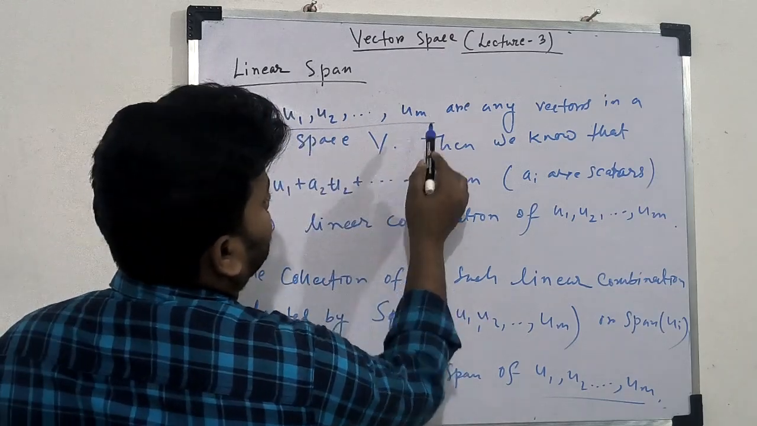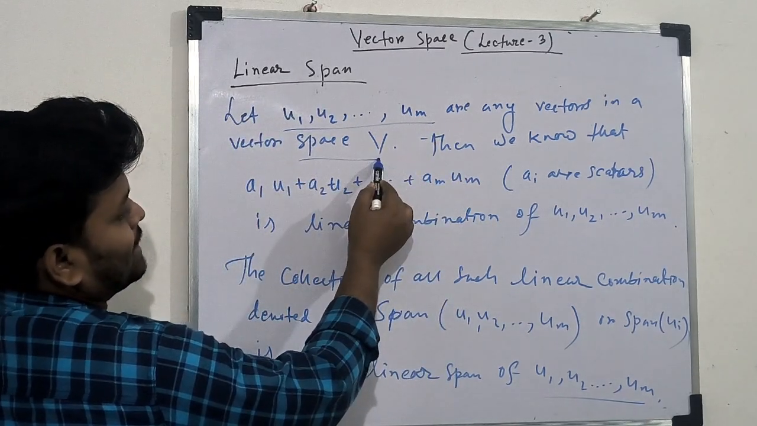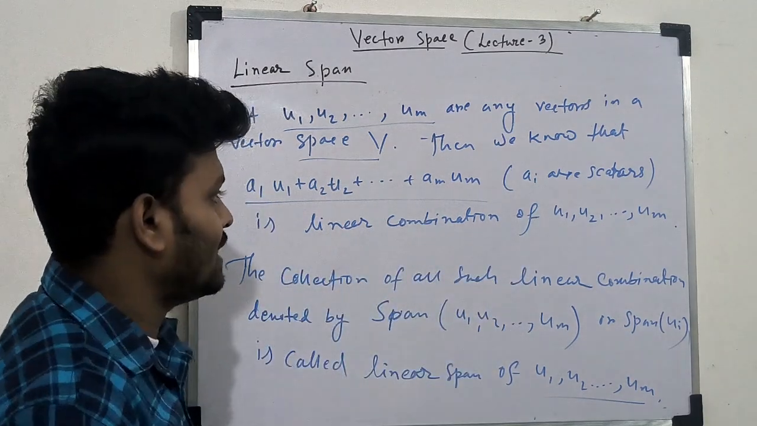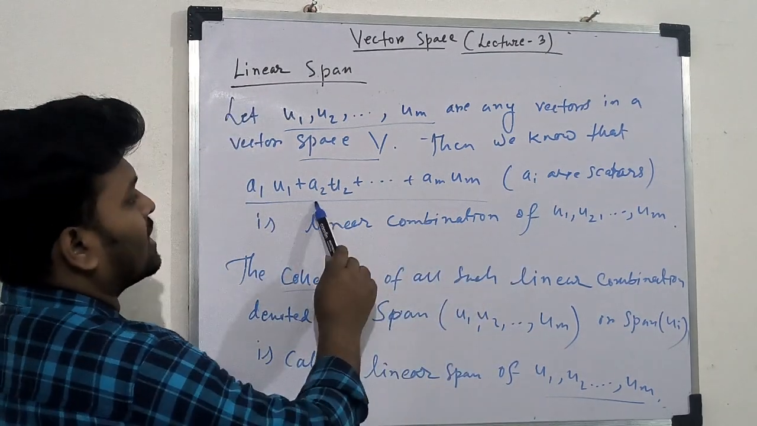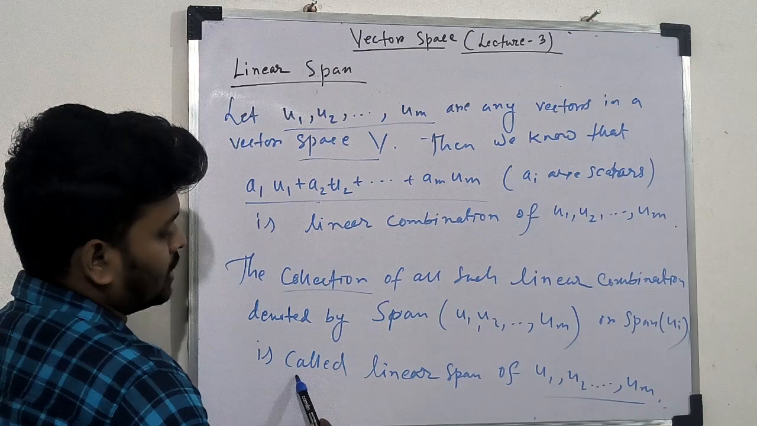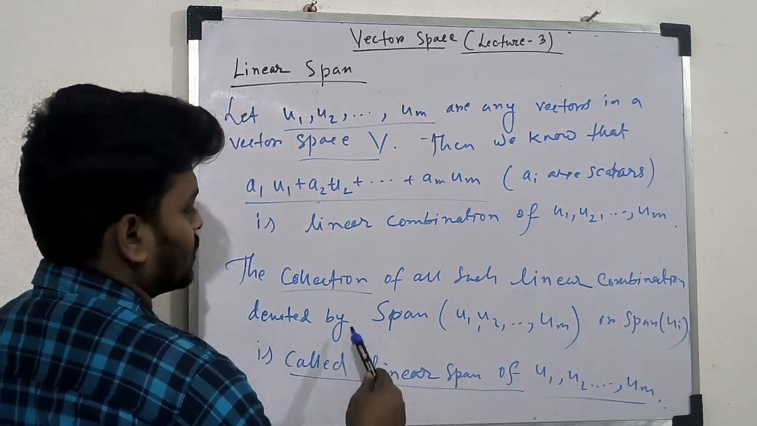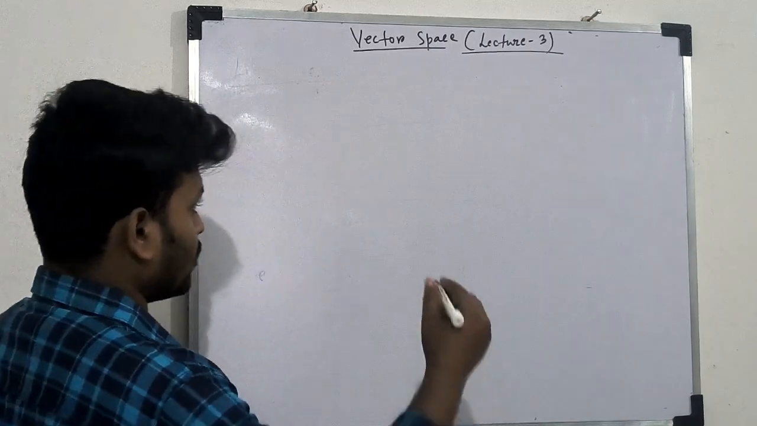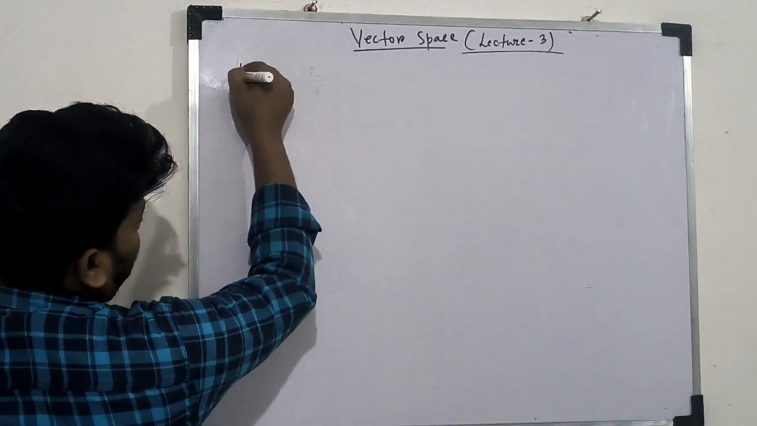So if there are m vectors in a vector space V, we know this is a linear combination of the vectors where the ai are scalars. Then the collection of all such linear combinations is called the linear span of these vectors. So it's denoted by span(ui). Okay. Now we discuss one theorem related to linear span.